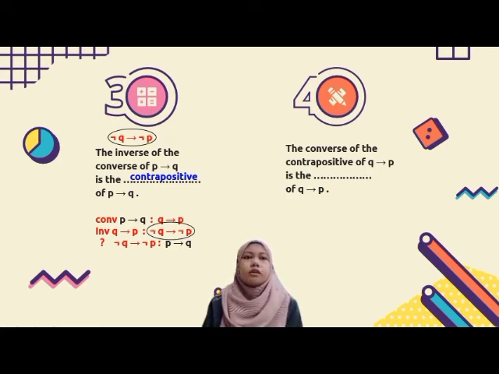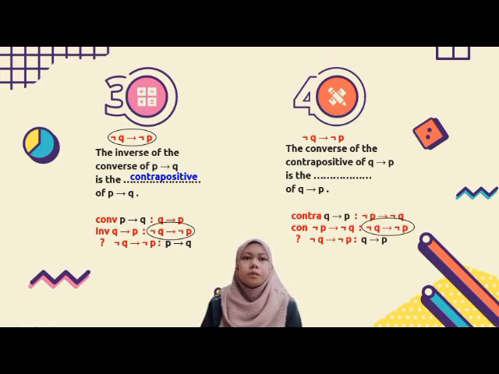Okay, for the last question, the converse of the contrapositive of q implies p is the what of q implies p. In this question, we need to start with the contrapositive of q implies p, and we will get not p implies not q. After that, the converse of not p implies not q, we will get not q implies not p. The answer of not q implies not p must be the same as the answer of the back statement, so the answer is the inverse of not q implies not p, and we will get q implies p.